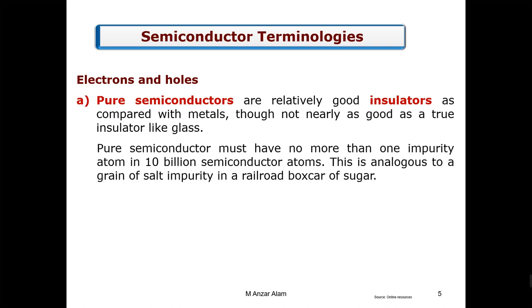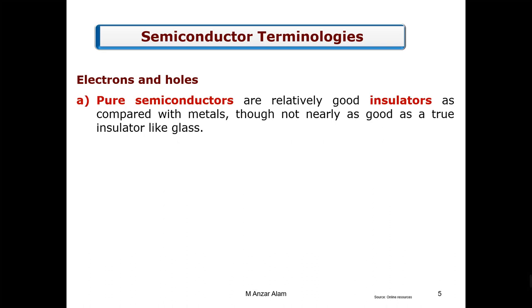We have seen pure semiconductor must have no more than one impurity atom in 10 billion. That's wonderful. So what is a pure semiconductor? For example, if we talk about pure copper, many cable manufacturers claim that their copper is 99% pure. If it says 99% pure, what does it mean? It means that if we have 99 copper atoms, then it might be possible that there is one impure atom. That is, we call it 99% pure.